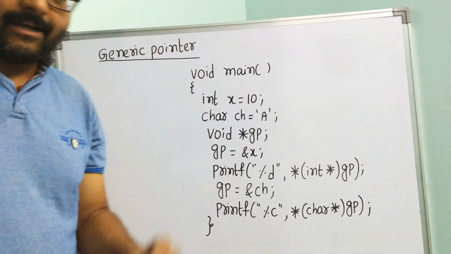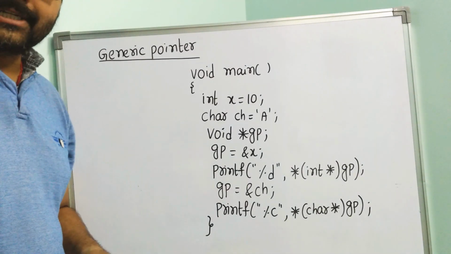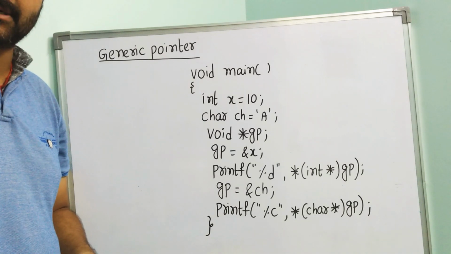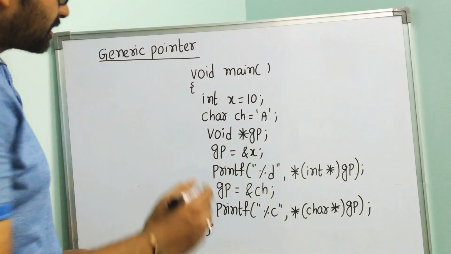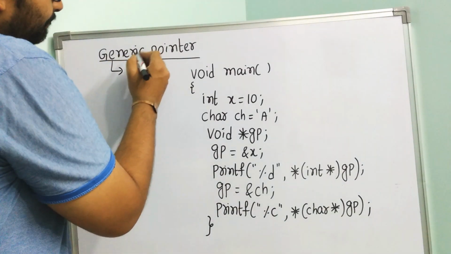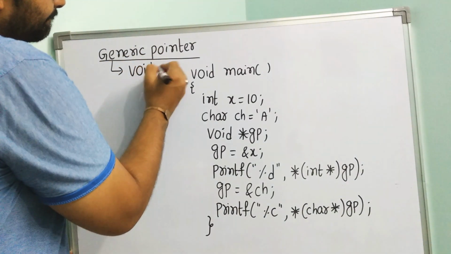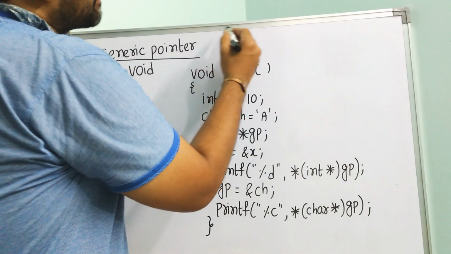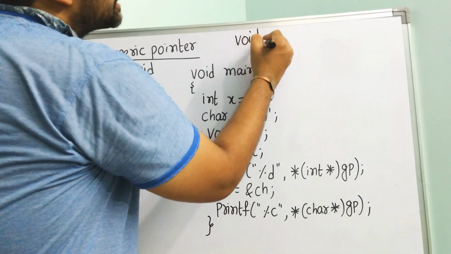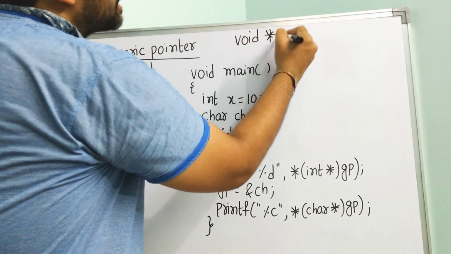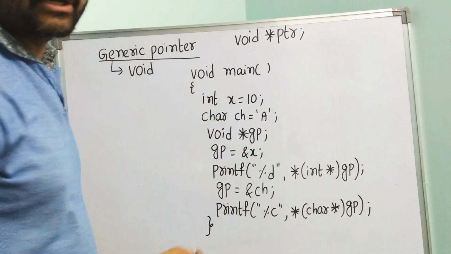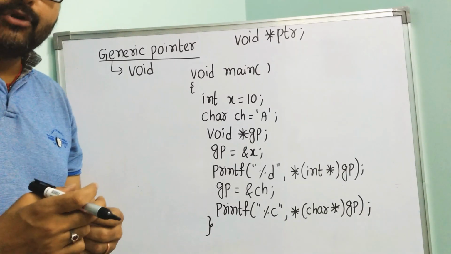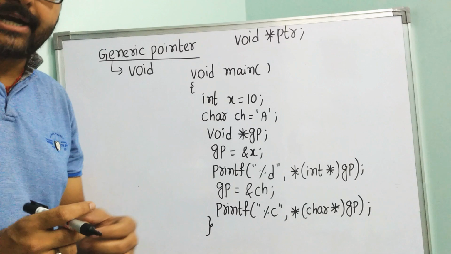So hello guys, now we'll see a very important question asked in interviews, that is, what is meant by a generic pointer. This generic pointer is also known as a void pointer. The general declaration of this generic pointer or void pointer is done with the help of void star ptr. The main advantage of this void pointer is that it is capable of pointing to any data item.